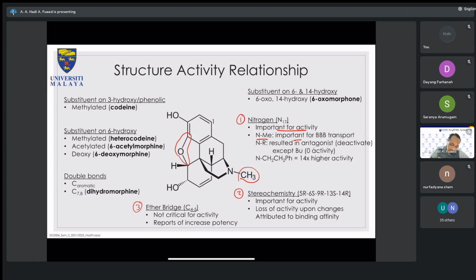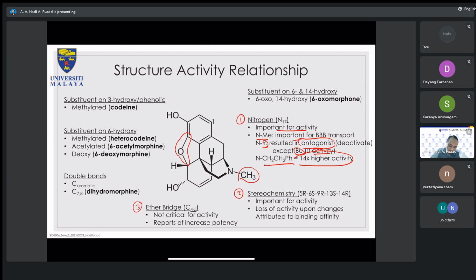Some of these result in agonists, but because morphine is an agonist, some R groups will actually become an antagonist instead of activating, so it deactivates. If you change it to butyl, you have zero activity, so there's a total loss of activity. I have no idea why. It will be very interesting to look into, but that's not the scope of this lecture anyhow. And if you change it to a structure like this, with two alkyl carbons and then towards the end a phenyl group, the activity becomes way higher. It's very interesting why that happens.